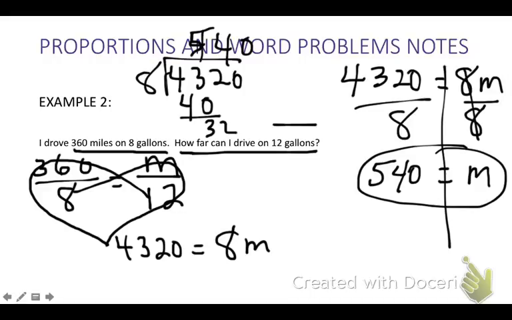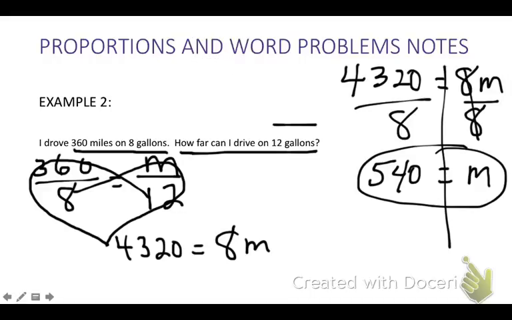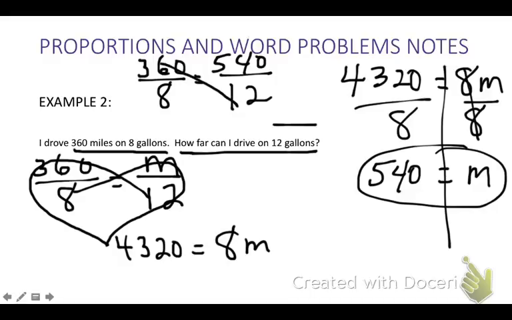Now, if I take time to go back and place what M is back into the proportion, let's see, 360 over 8 equals 540 over 12. Well, we already know that 360 times 12 is 4,320. Does 8 times 540 equal 4,320? Well, I can tell you it does.